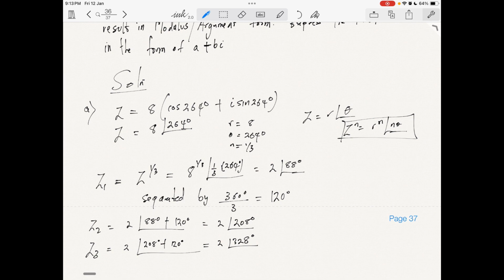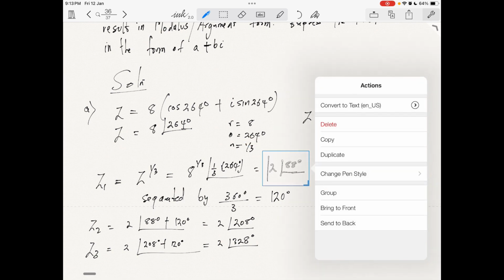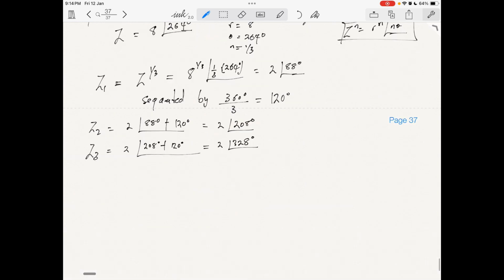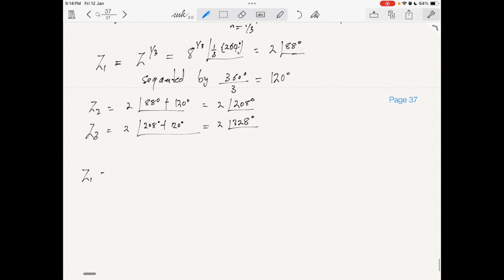Now, we have our 3 cube roots. We can rewrite them here. z1 is equal to 2 arg 88 degrees. z2 is equal to 2 arg 208 degrees. And z3 is equal to 2 arg 328 degrees.